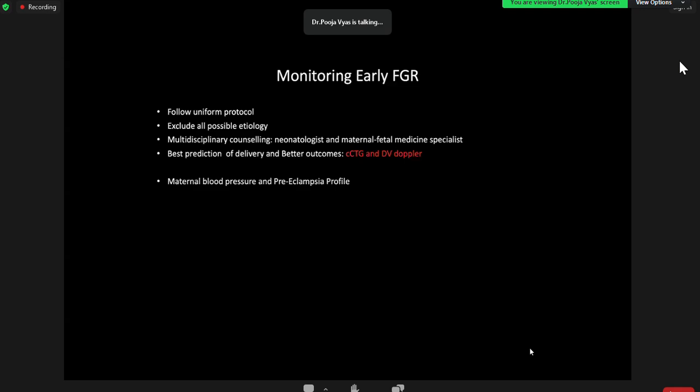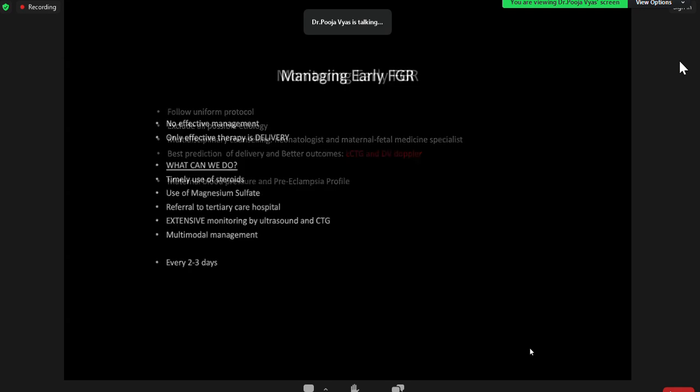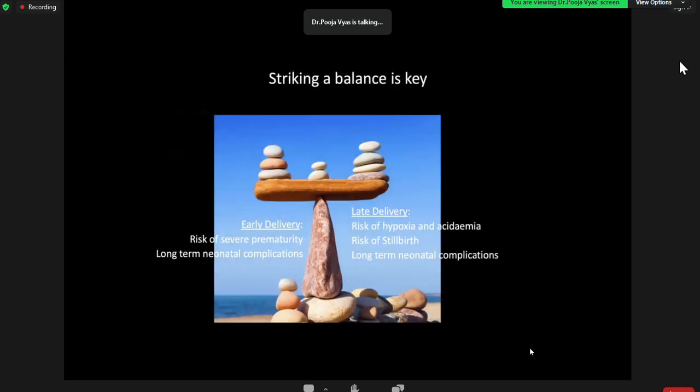Now, how do we monitor early FGR? We are going to use a team of fetal medicine specialists, neonatologists. We are going to counsel the patient. We are going to do Dopplers every day, and we have a certain protocol which we are going to follow, which I will be talking of now.